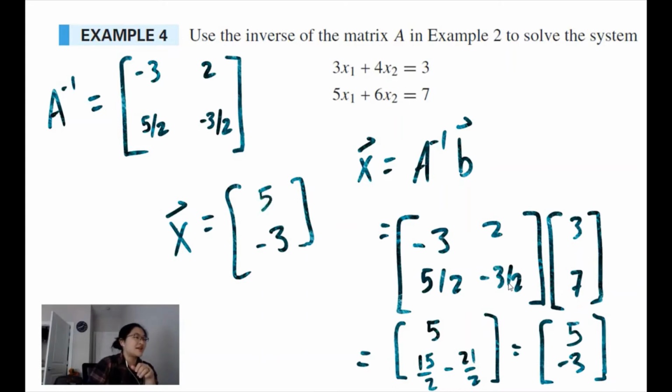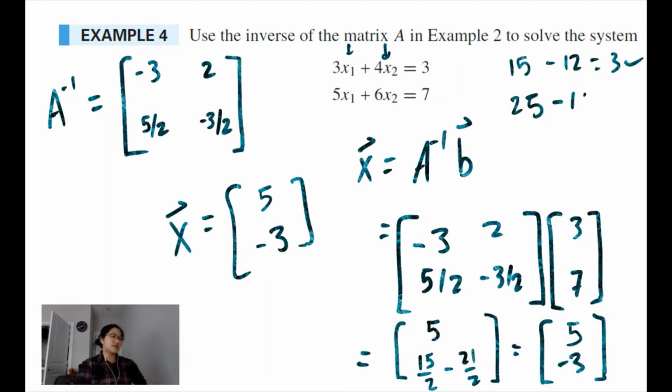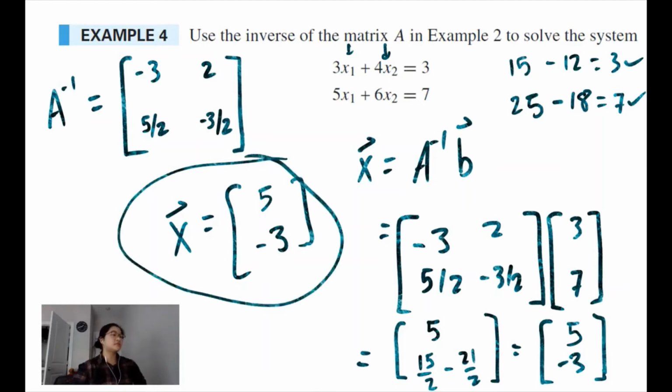This is why I highly encourage doing math with friends, because people can check your work as you're going along. So we have negative 3, and so let's plug that into x1 and x2 here, just to see if that makes a true equation. So we end up with, what, 15 minus 12 equals 3, so that works. And then we end up with 25 minus 18, which is 7. Cool. So we did it. We found our solution to this system using our inverse.